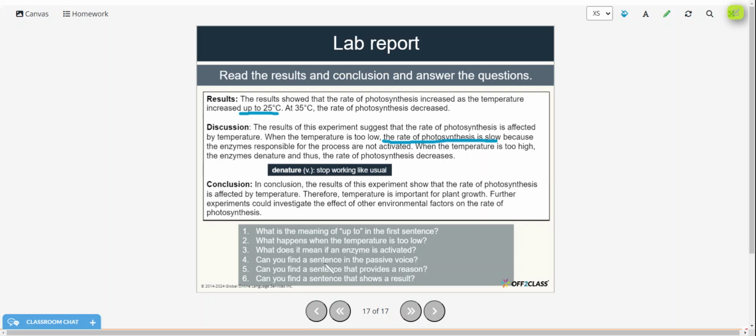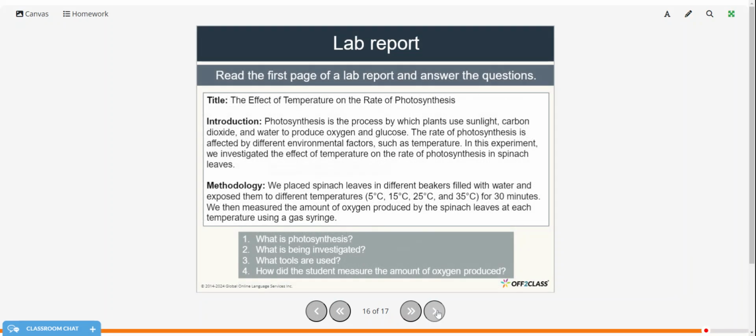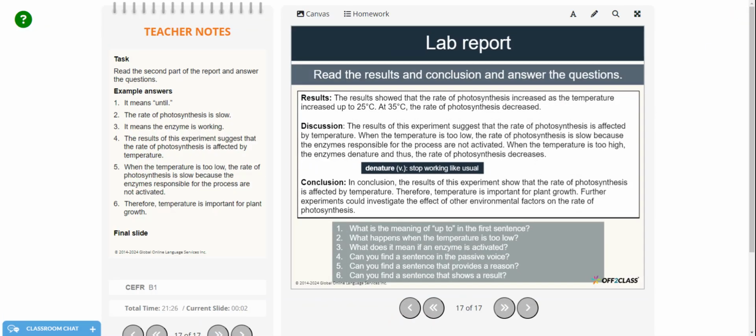And can you find a sentence in the passive voice? Take a look at that. So the results of the experiment suggest that the rate of photosynthesis is affected by temperature. So that's an example of passive voice.